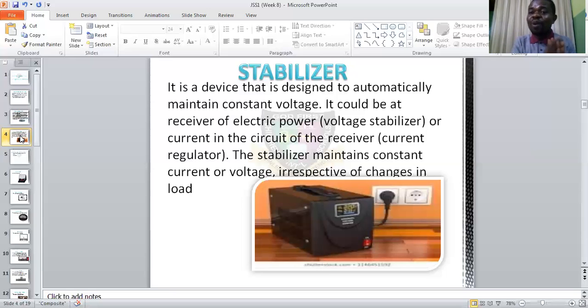Because if there's no constant voltage, if it goes down, the refrigerator will go brrr. It will not function. The light will be off. Then later it comes up again. If you see your stabilizer doing that, you need to visit the mechanic or the electrician to fix it, because there's a problem. A good stabilizer shouldn't be going up and going down.